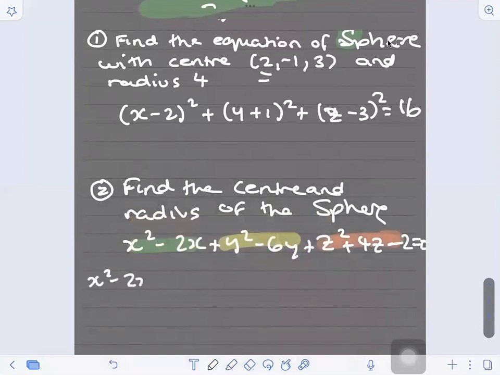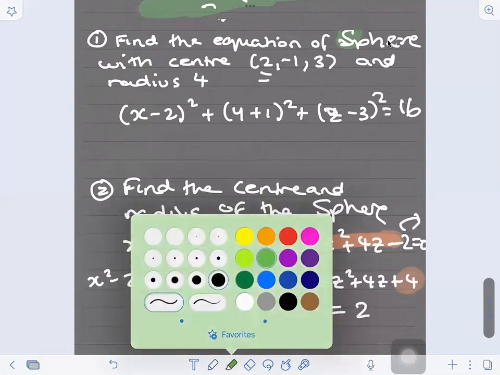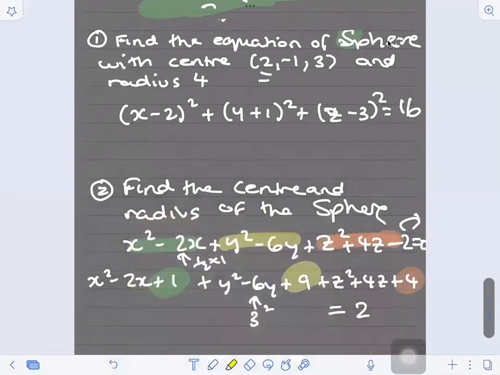Get x² - 2x + 1, because you halve the 2 and square it and add it. y² - 6y + 9, because half of 6 is 3, square it's 9. z² + 4z + 4. Then I'm going to move the minus 2 to the other side, so that equals 2. So the things that I have added, I've added a plus 4, a plus 1, and a plus 9. So I have to add those to the other side. So plus 1, plus 9, plus 4.